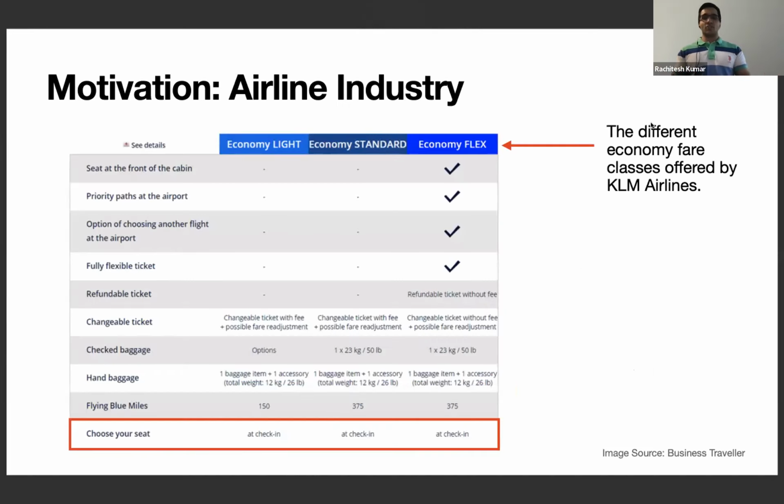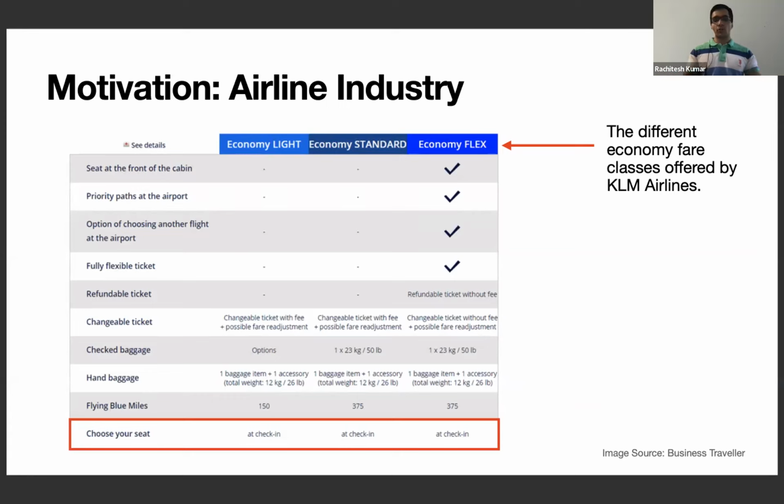So what exactly is the decision problem here? Each economy seat can be sold to different types of economy ticket holders. On your screen right now are the three types of economy tickets sold by KLM Airlines: economy light, economy standard, and economy flex. These different types of tickets are called fare classes, and they differ in the amount of perks they offer to the holder. For example, economy flex will give you refundability, priority check-in, checking your bags, going through airport lines faster, things like that. And economy light is bare bones.